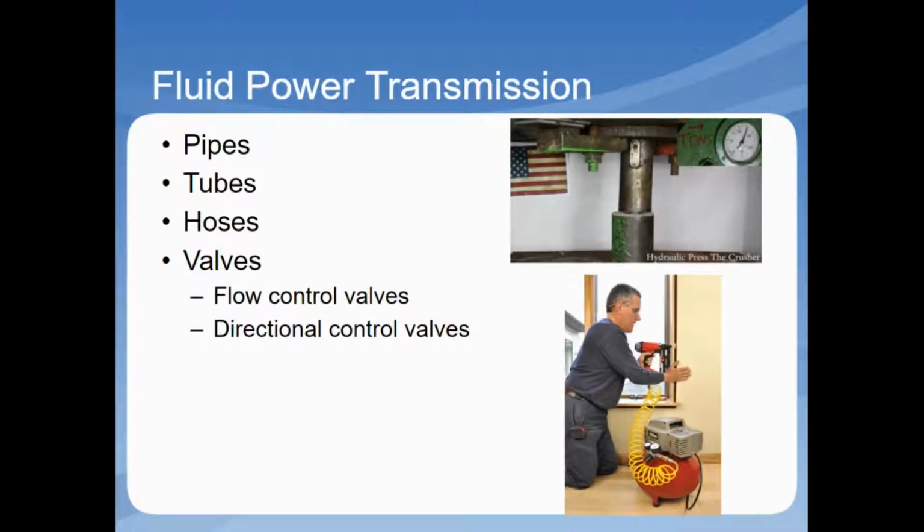The flow of the fluid is controlled by valves. Valves can be used to control either the rate or direction of the fluid flow. Valves that control the rate of flow operate by either closing or restricting the path of fluid. A common example of a flow control valve is a water spigot that allows water to flow into a garden hose.